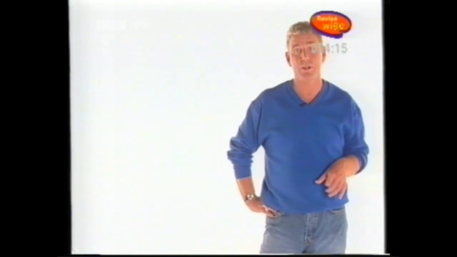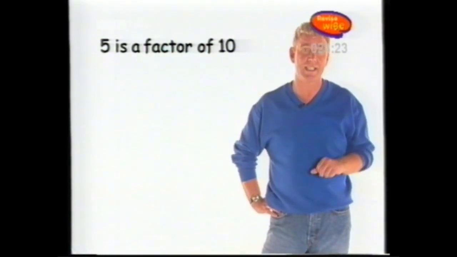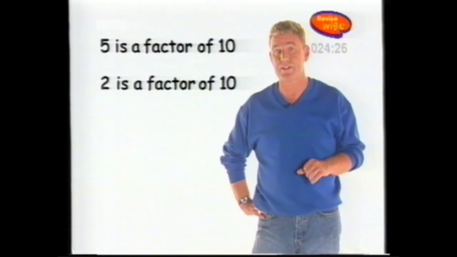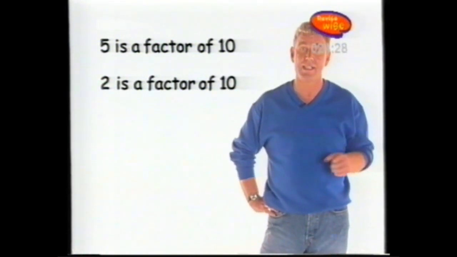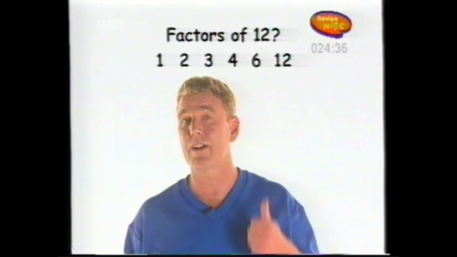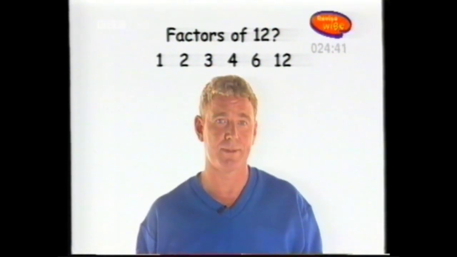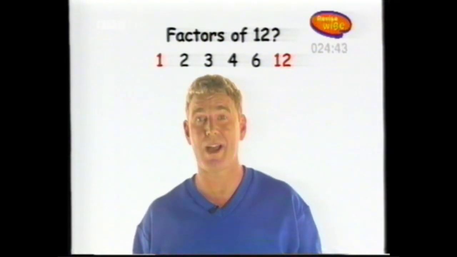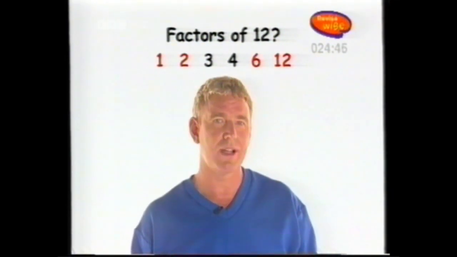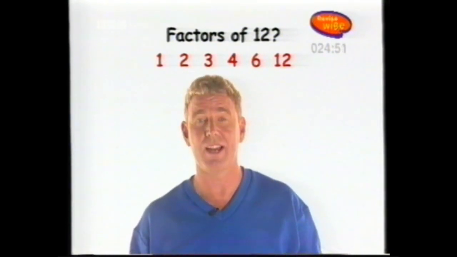A factor is a number you can divide exactly into another number. 5 is a factor of 10 because you can divide 5 into 10. 2 is a factor of 10 because you can divide 2 into 10. 5 and 2 are both factors of 10. Let's try to break down 12 into its factors. What divides into 12? 1 and 12. 2 and 6. Anything else? 3 and 4.